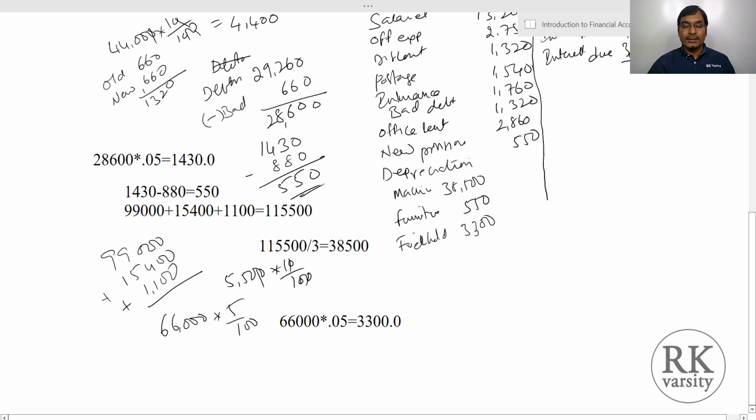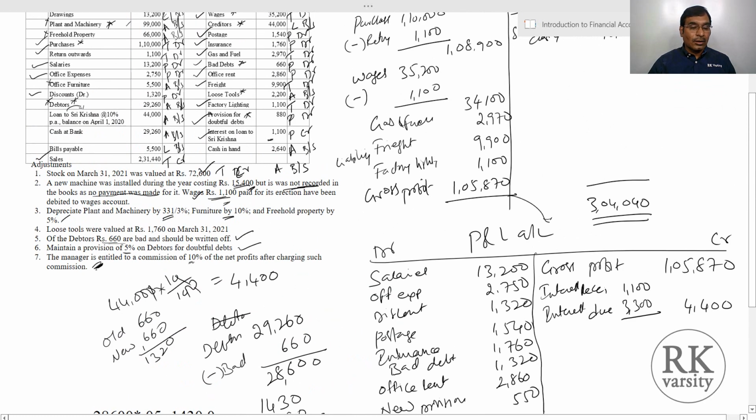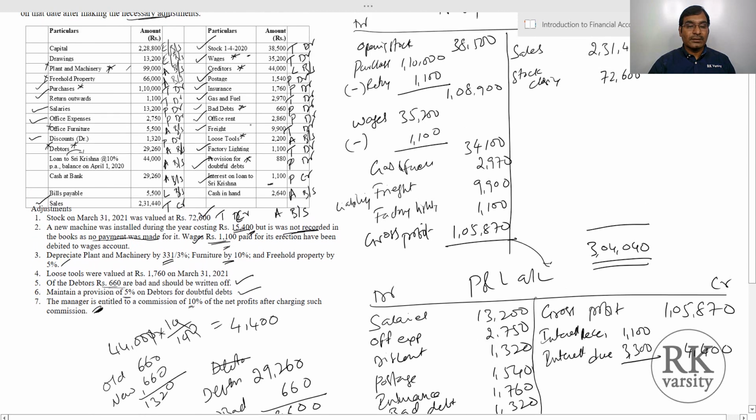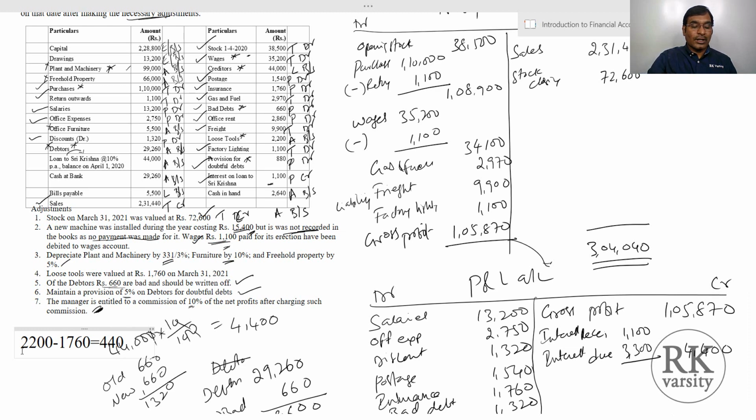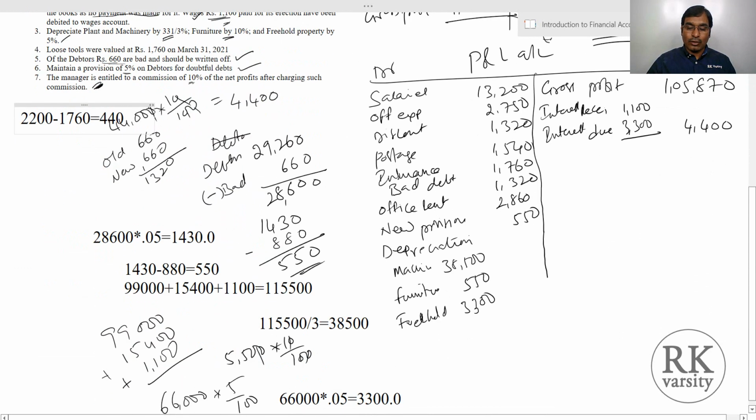300. Then loose tools are valued at 1760. So what is the value of loose tools here? You can see here loose tools is 2200. Now this is 1760. That means 2200 minus 1760, so 440 is the depreciation on loose tools. So total depreciation, we'll do a calculation here.